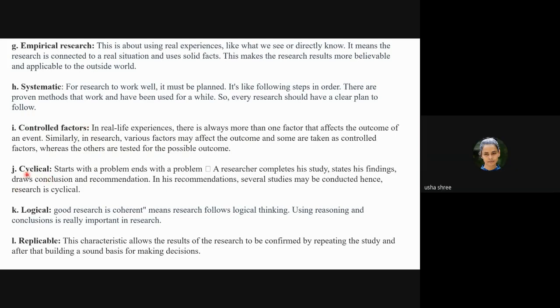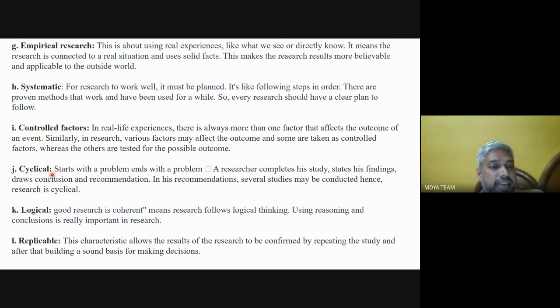And another is cyclical. Cyclical means start with a problem, end with a problem. A researcher completes his study, states his findings, draws conclusions and recommendations. In his recommendations, several studies may be conducted. Hence, research is cyclic. Simple.